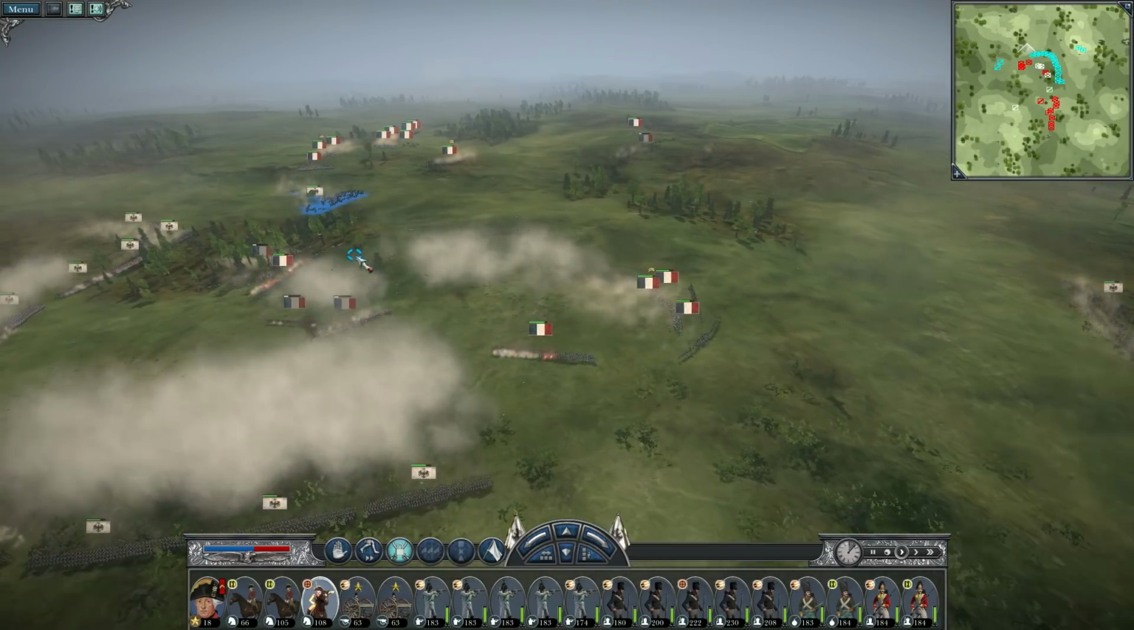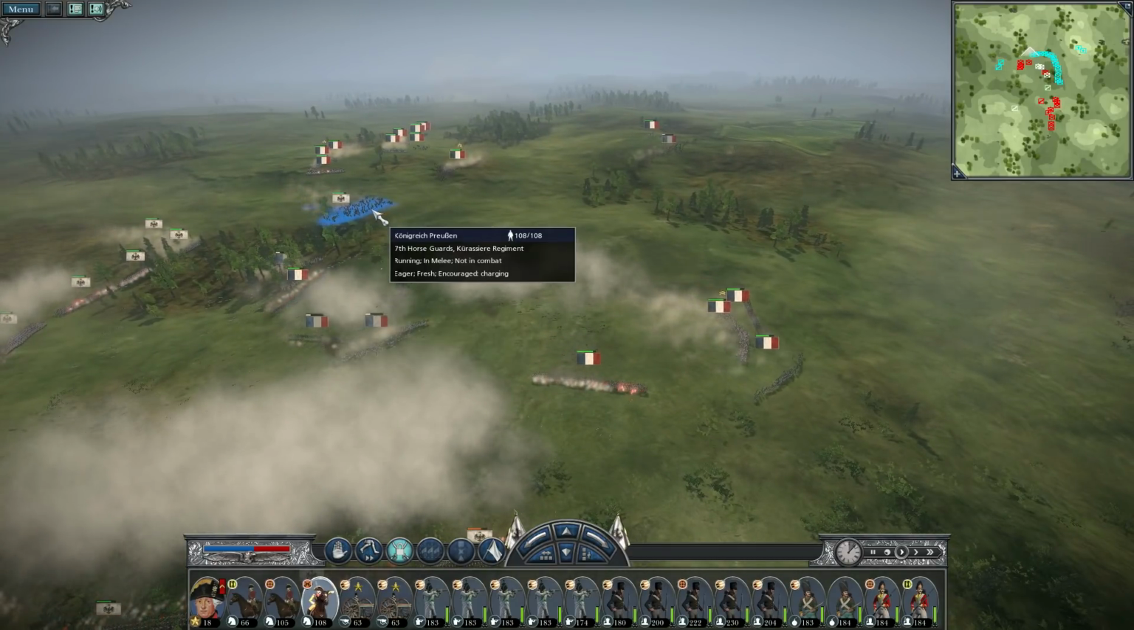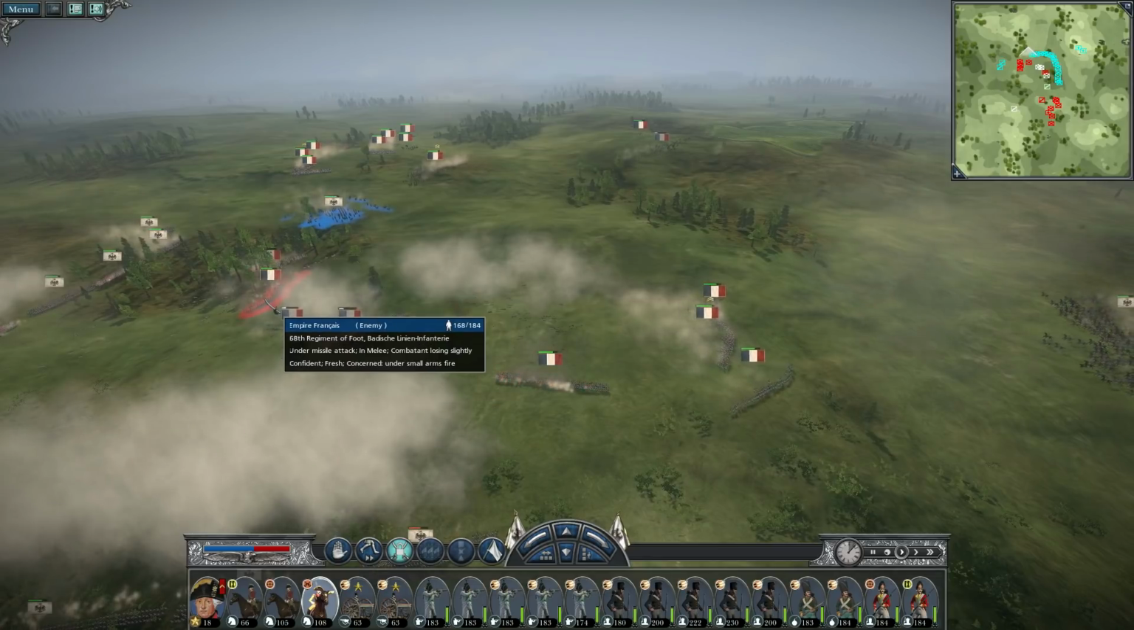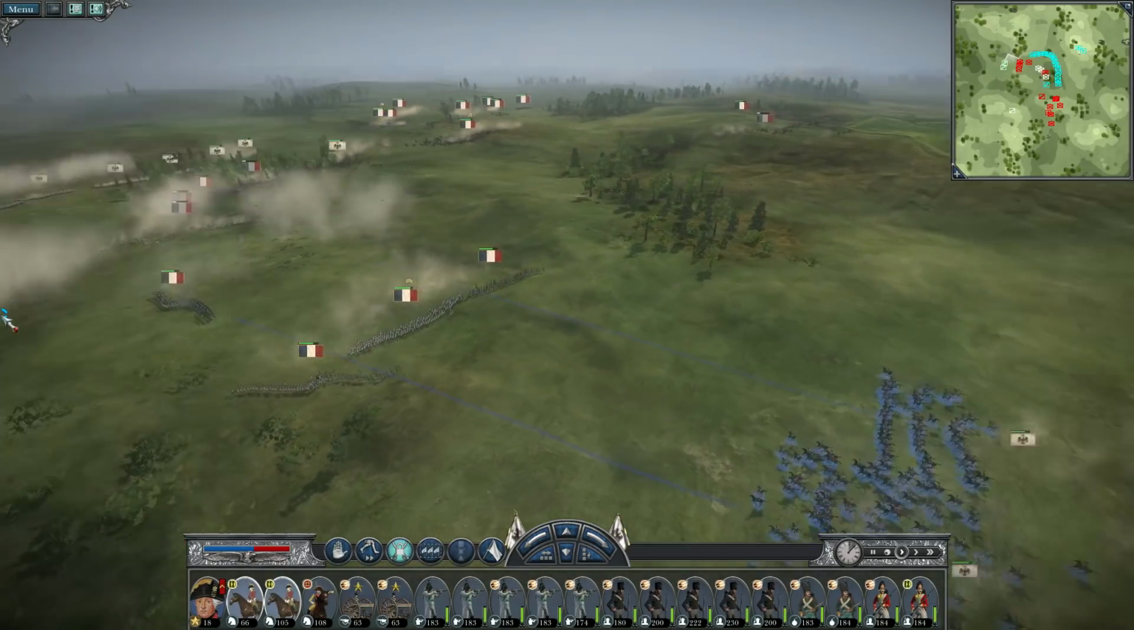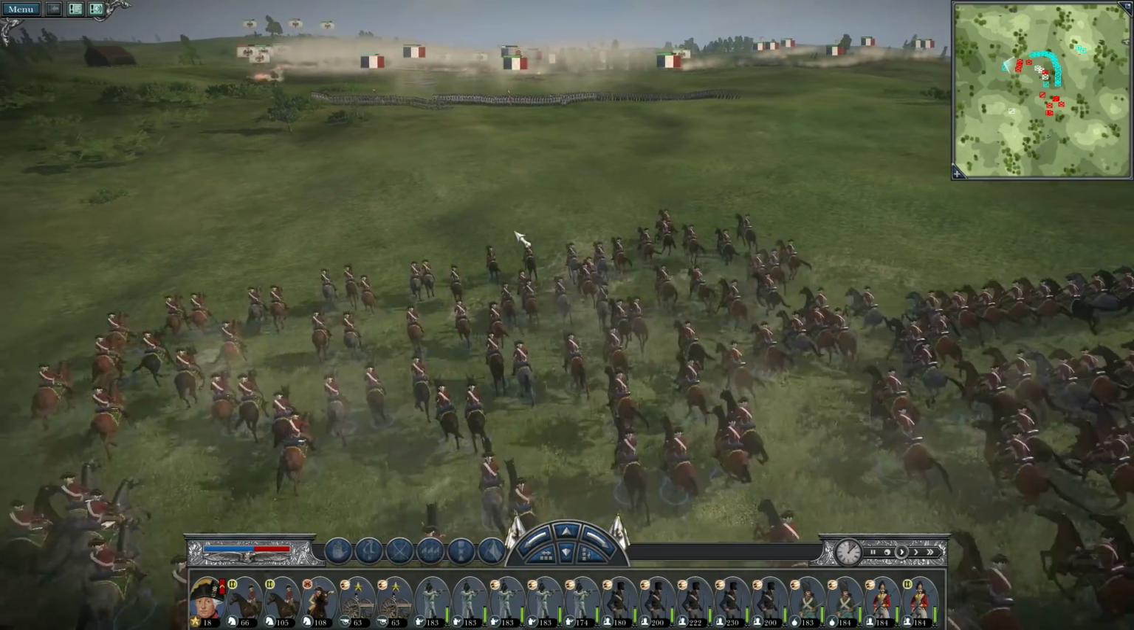Do we dare another head-on charge? We'll have the cuirassiers go in and break that. No, I don't think we need that even. This could go bad.